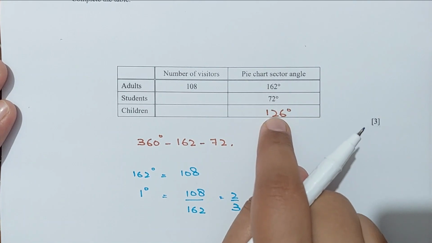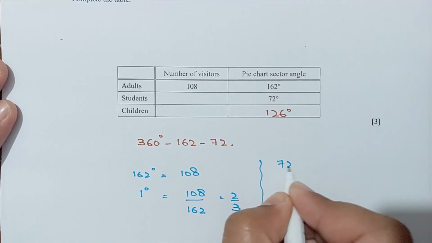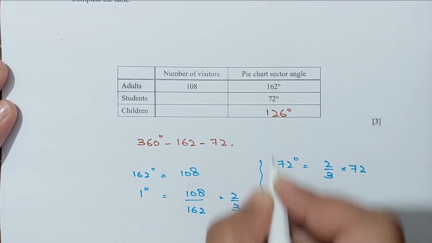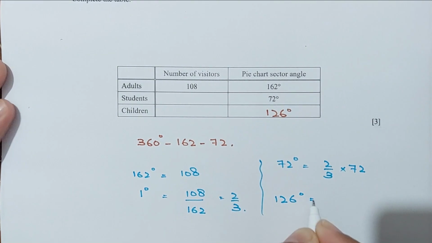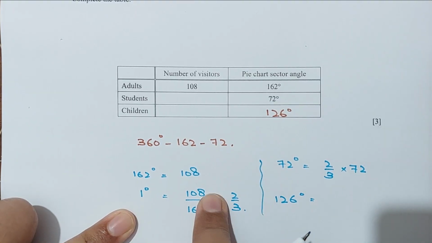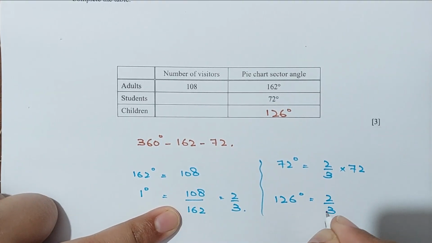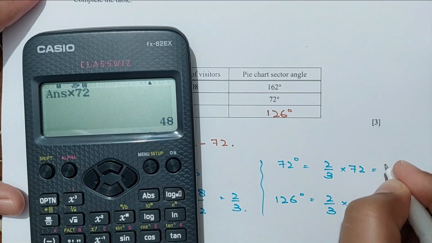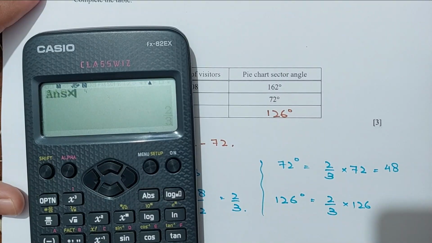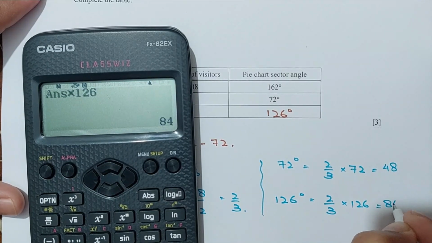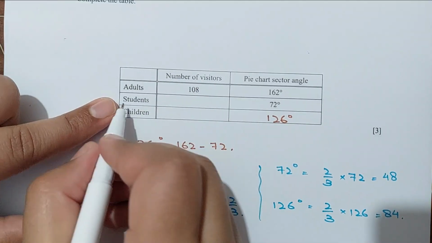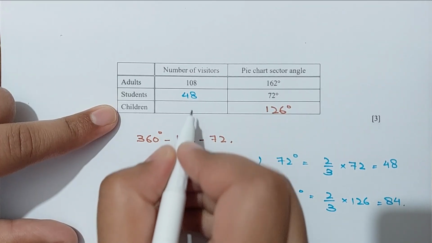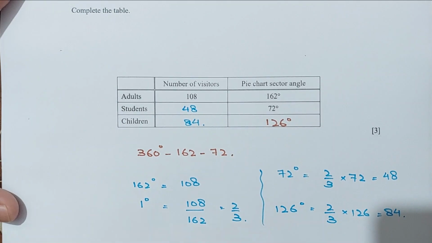So we have to find for 72 degrees and 126 degrees. The 72 degrees would be equal to 2 by 3 times 72, and for children, 126 degrees would be equal to 2 by 3 of 126. 2 by 3 of 72 is 48, and 2 by 3 of 126 is 84. So the number of students who visited the museum on that day is 48 and for children is 84. The table is completed.